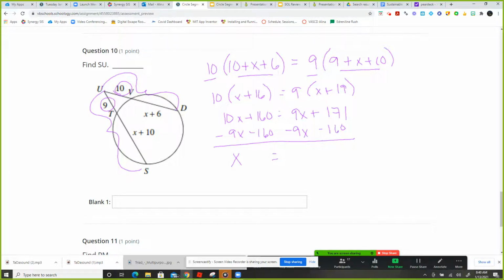Is that 11? And then you got to find SU. So what's SU in this? SU is that whole distance from S to U. So you definitely want the 9. That's UT. And then how long is ST? ST is 21. 21, absolutely. So if ST is 21 and UT is 9, what's US? 30. Yeah.